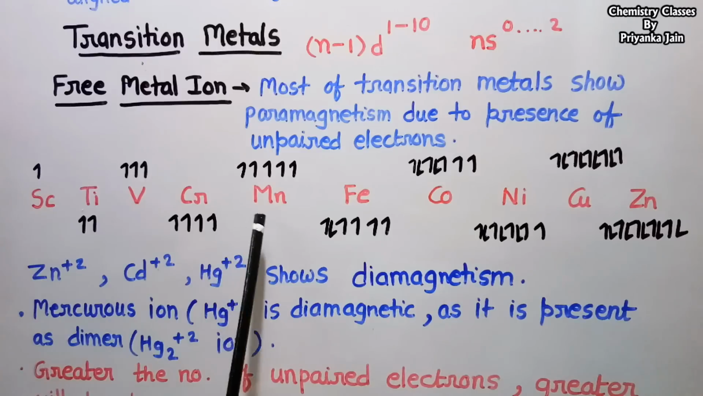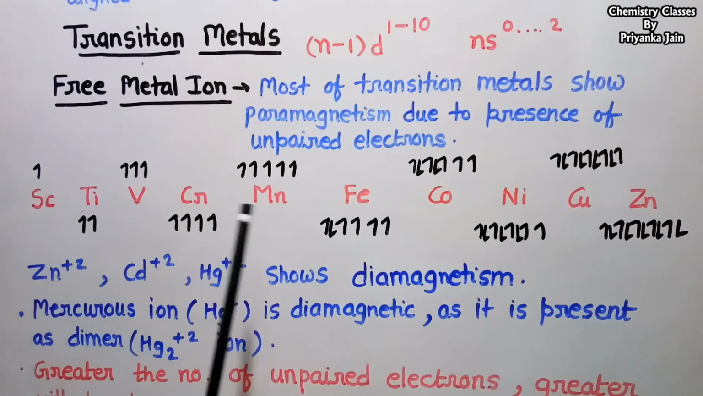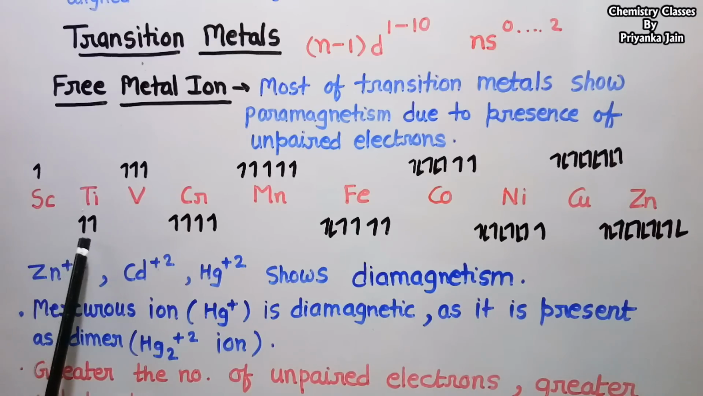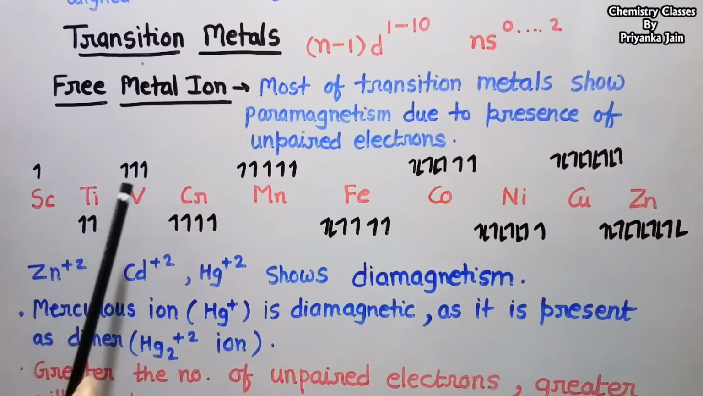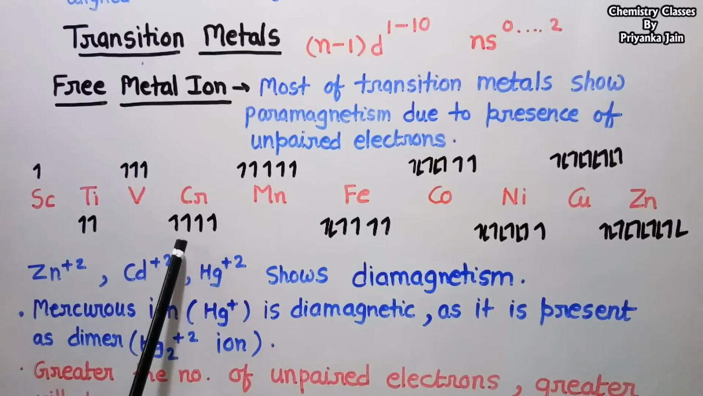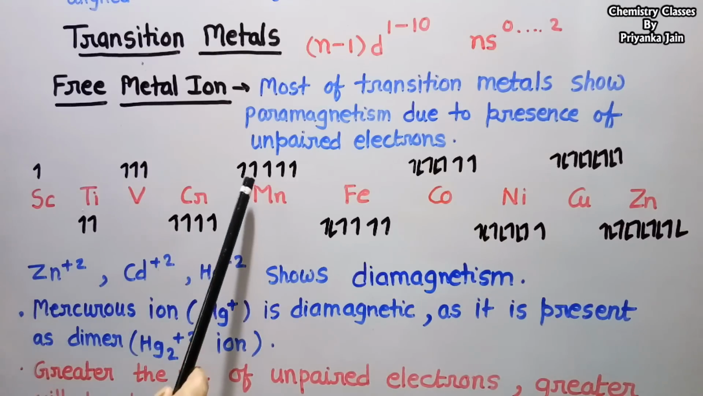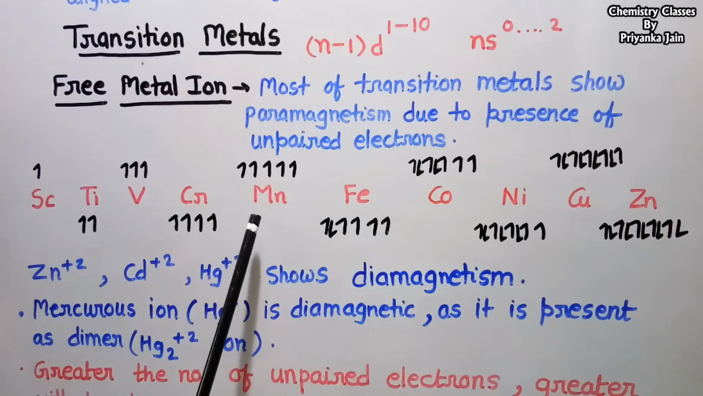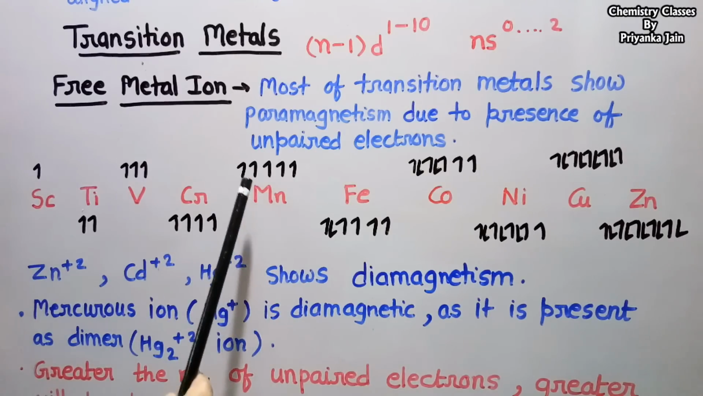This is the first transition series. These all are the elements of the first transition series. As you can see, at the first level, there is one electron. Then in titanium, there are two unpaired electrons. In vanadium, 3. In chromium, 4. And in manganese, 5 unpaired electrons are present, and this shows the highest paramagnetism. There are the highest unpaired electrons.